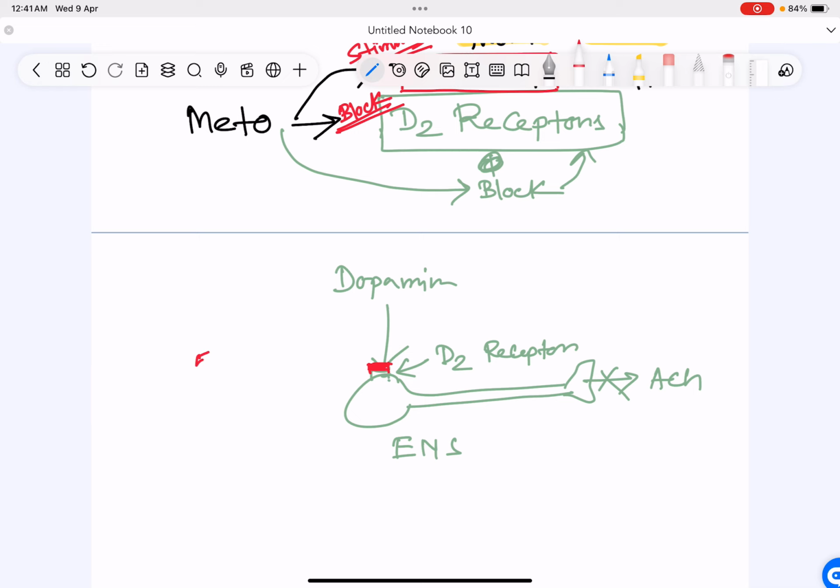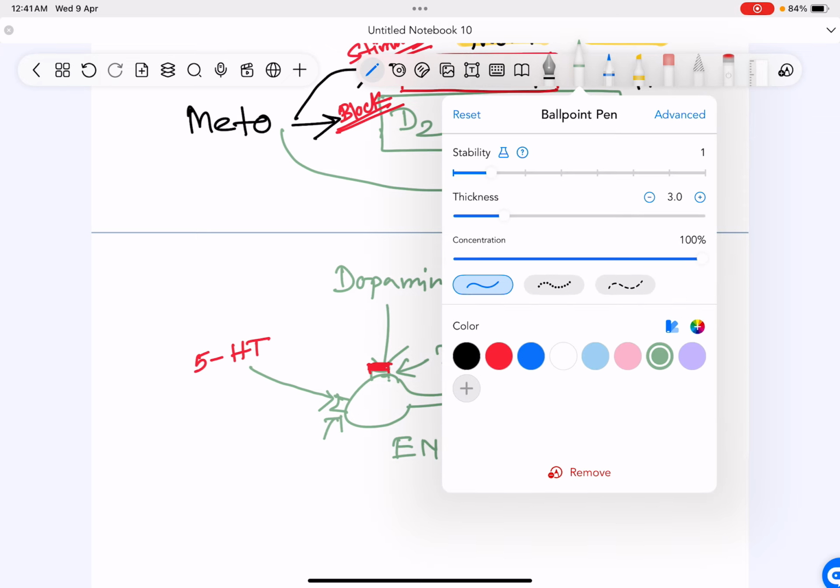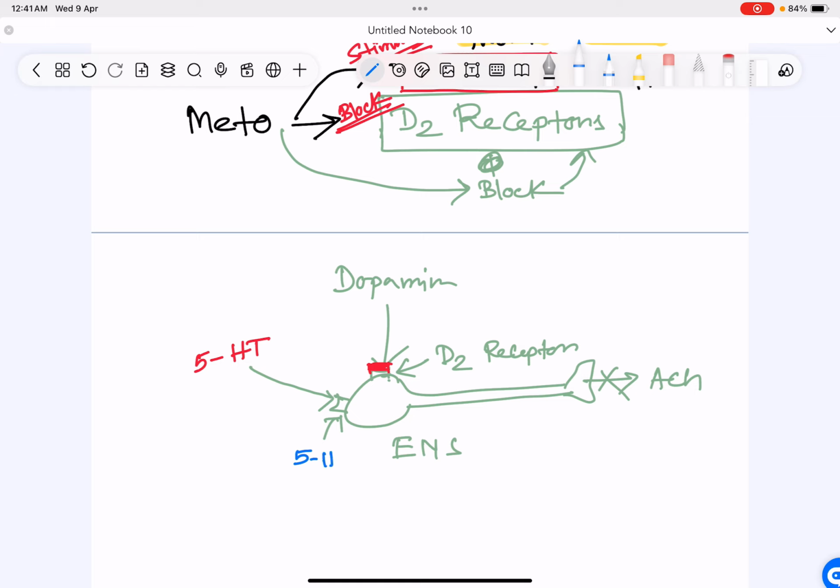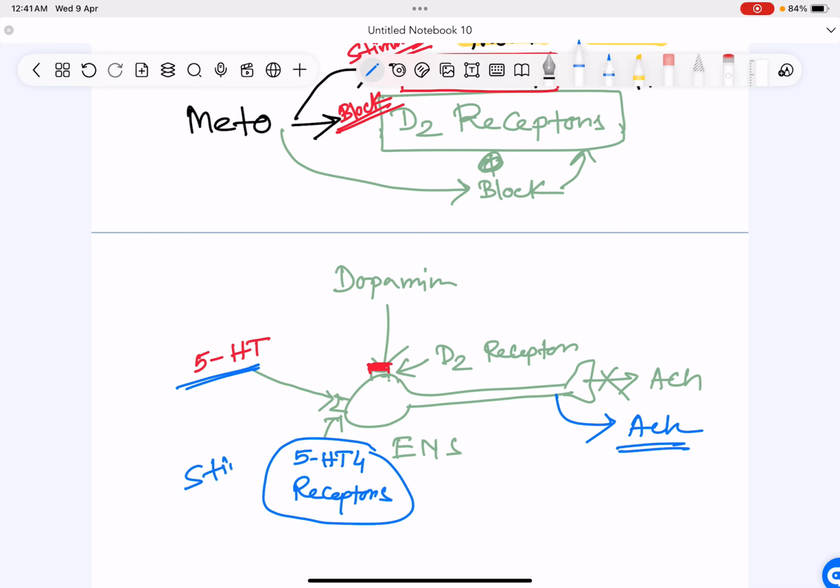So dopamine is there, again 5-HT is there. When 5-HT comes and binds to the 5-HT4 receptors present on the neurons, it promotes release of ACh. So by stimulating this receptor, metoclopramide also increases the release of ACh and peristalsis.